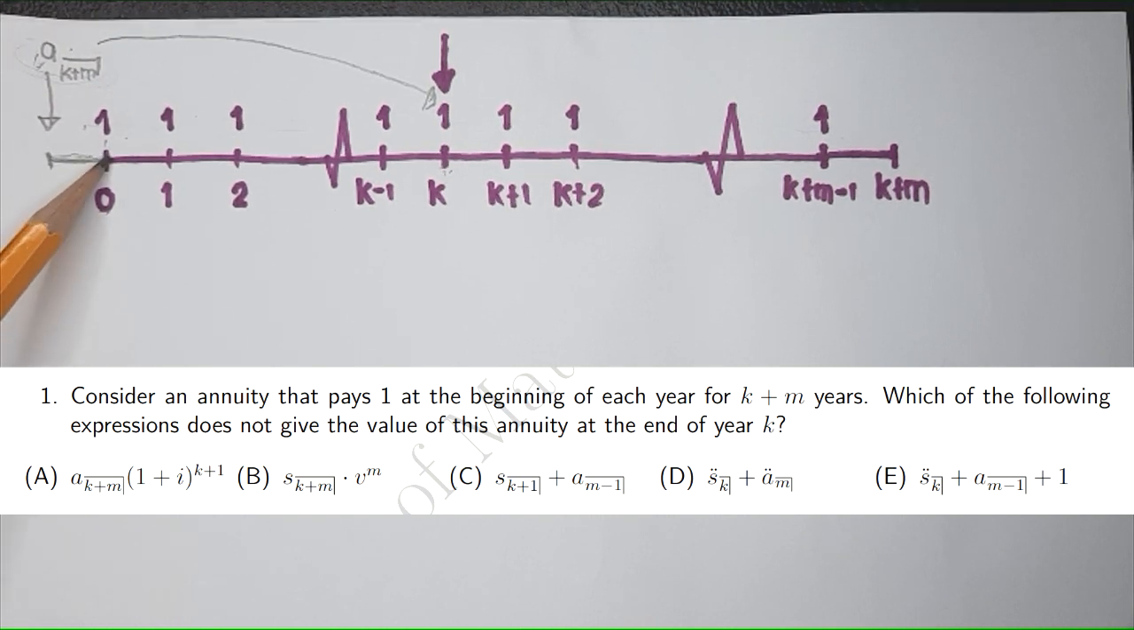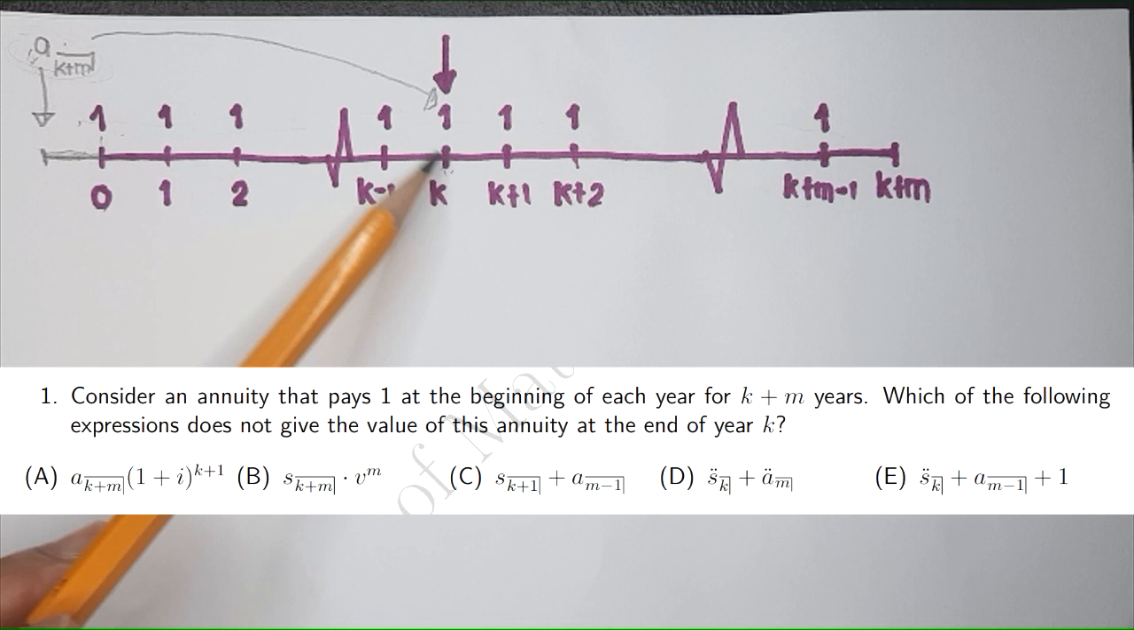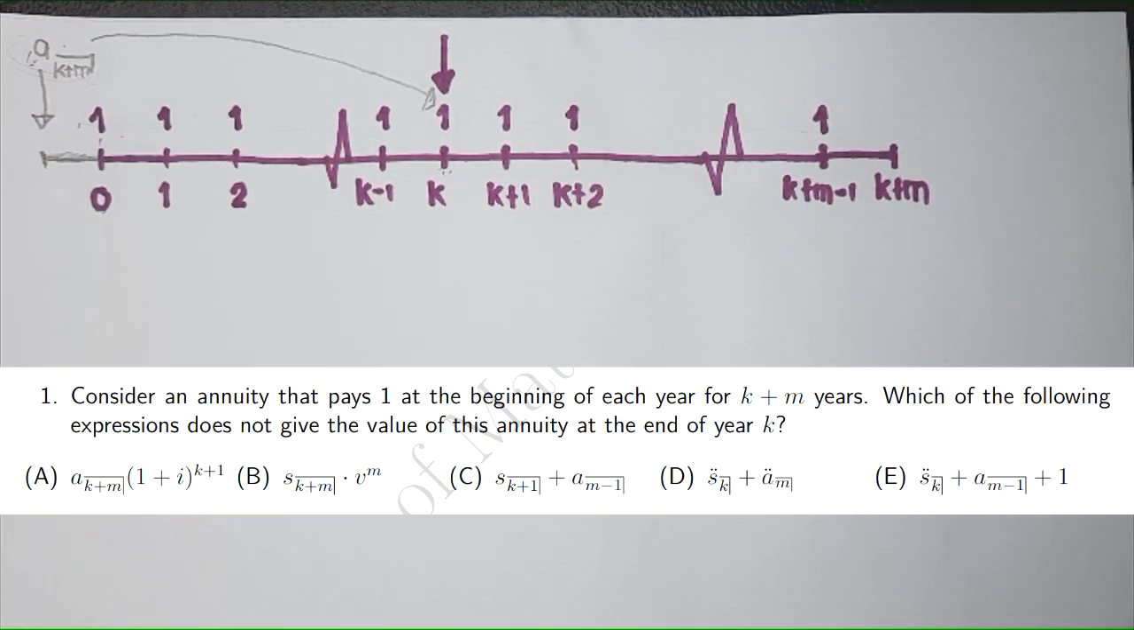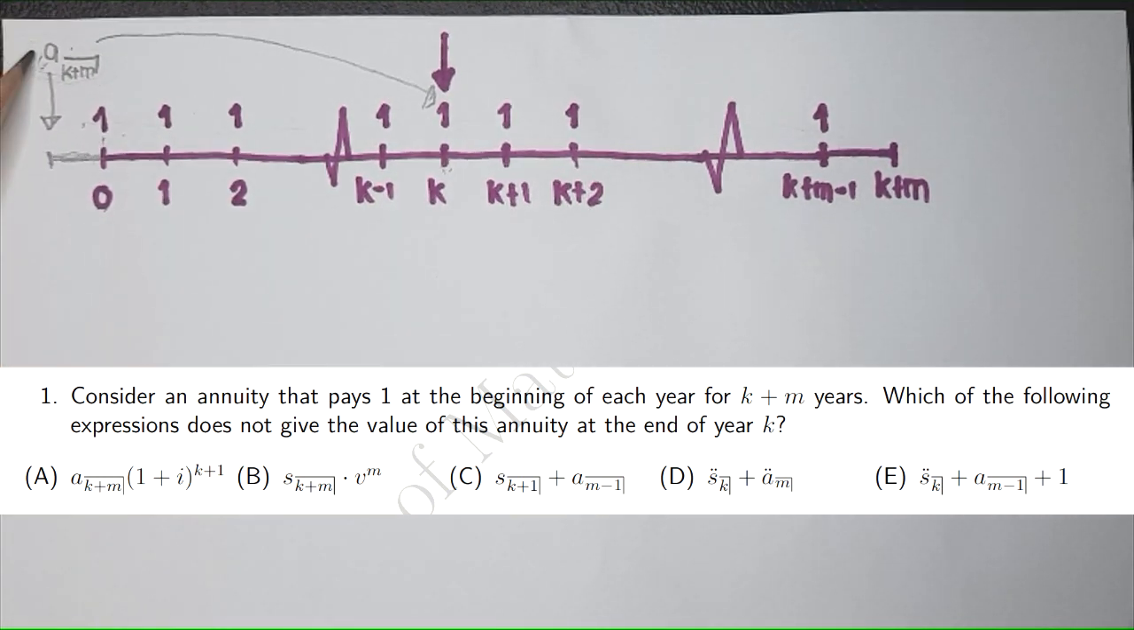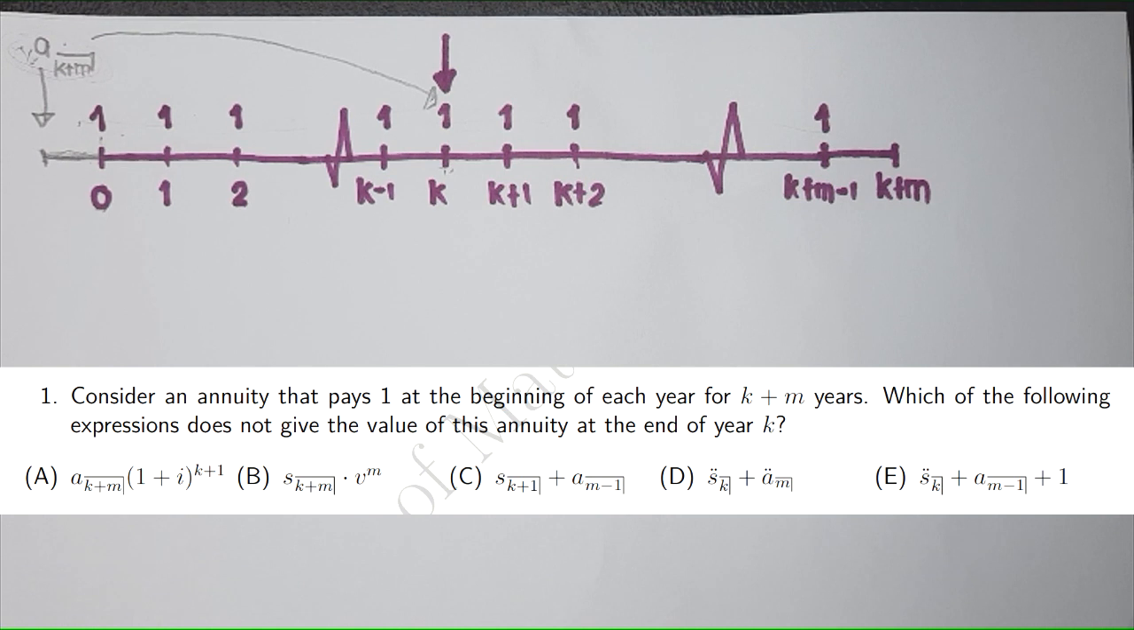Kasi, kung from time 0 up to K, K years yun. May dinagdag tayong isa dito. So, that's why you multiply this by 1 plus I raised to K plus 1. Okay? So, tama naman yung letter A. Actually, kapag inisa-isa nyo, B talaga yung mali. Okay? So, babalikan natin mamaya si letter B.